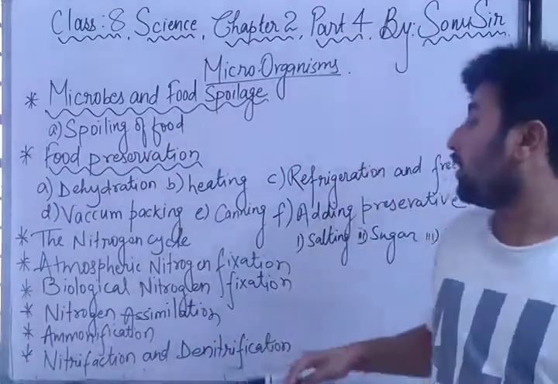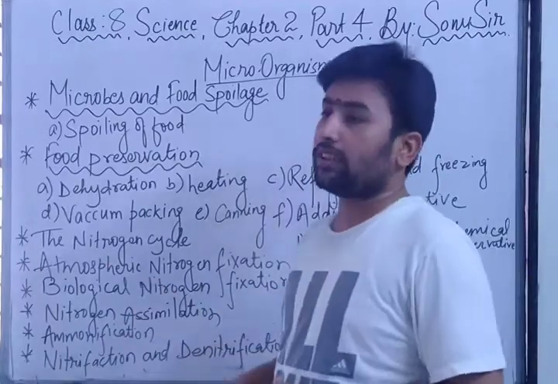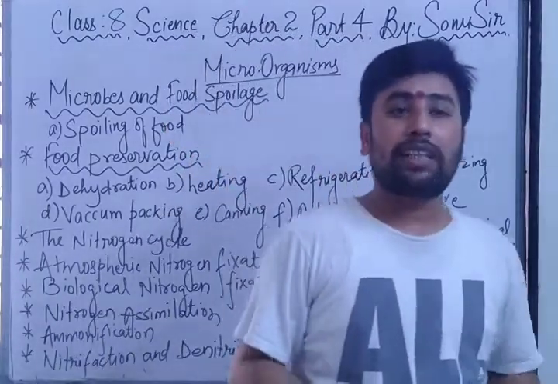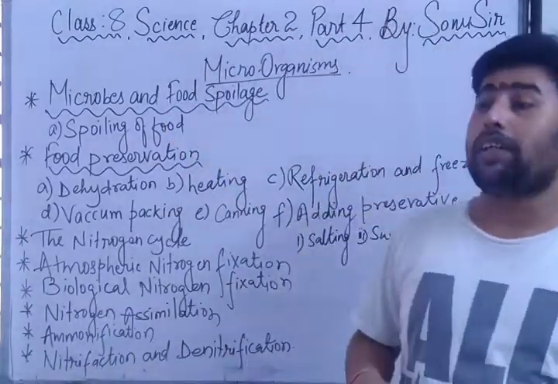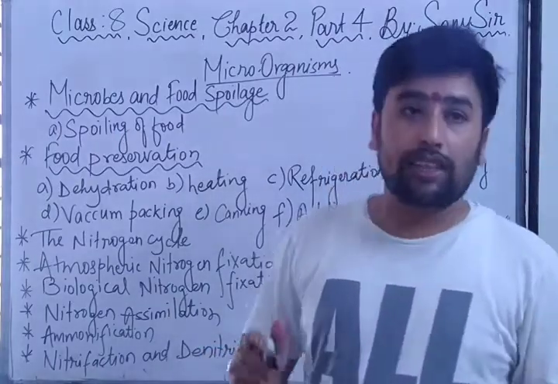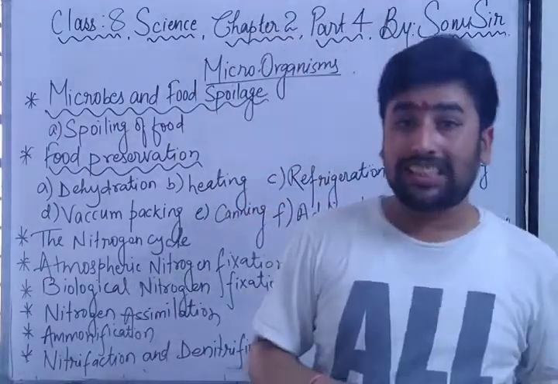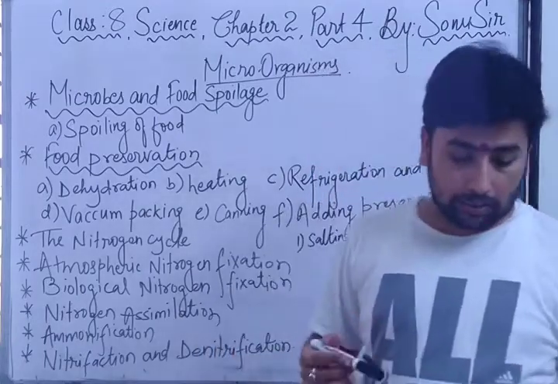Now we are moving towards the nitrogen cycle. Nitrogen is the most abundant gas present in the atmosphere, that is 78%, and this nitrogen is the special cause of protein and DNA, right? So let's read about the nitrogen cycle.